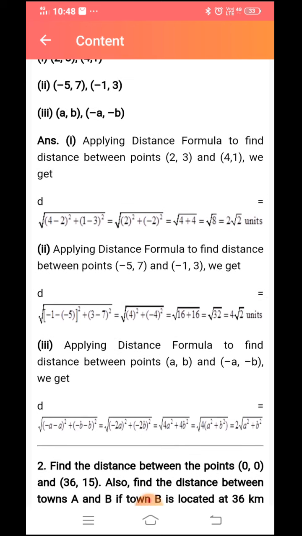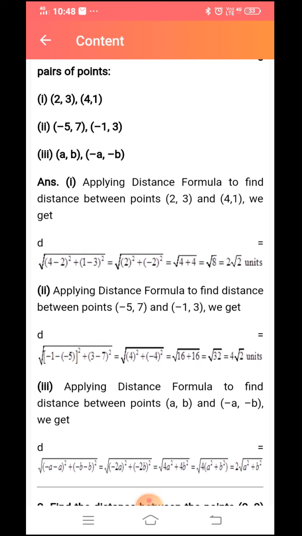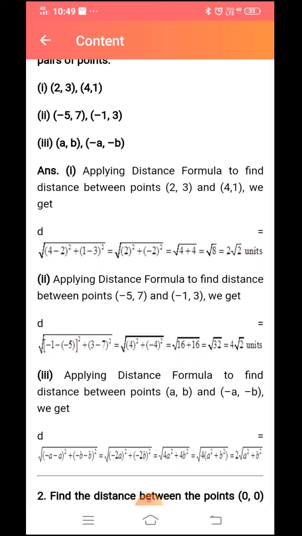Okay? Yes. Now look at the last subdivision, children, in the first question. It's not a number, it's a variable. a comma b and minus a comma minus b. Whether it is a variable or a number, the rules are the same. The same rules we are going to apply. Write the formula and substitute.